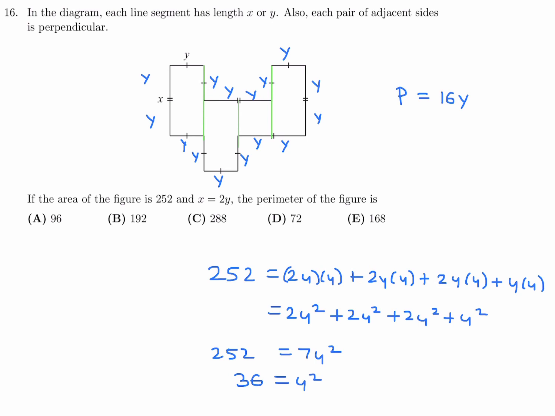So that means y is equal to 6. And therefore, the perimeter is going to be 16 times 6. And 16 times 6 is 96. So, number 16, the answer is 8.